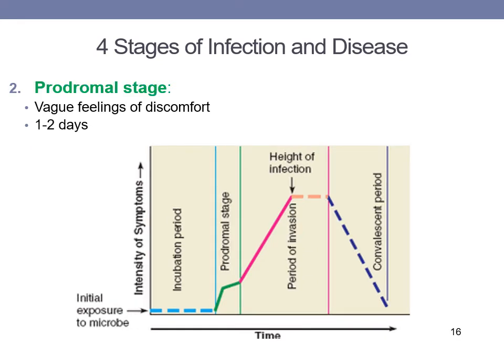The second stage is the prodromal stage. At this time, the pathogen is still multiplying and starting to cause more damage, so that the host is just starting to feel general discomfort. This stage can last 1 to 2 days.